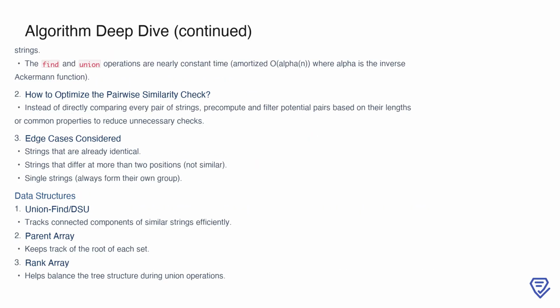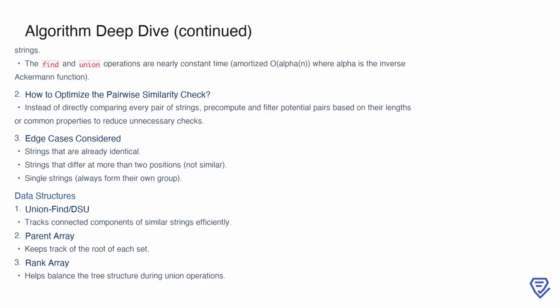The union find algorithm is especially efficient for problems like this one, thanks to the nearly constant time complexity of its find and union operations, which are O(α(n)), where α is the inverse Ackermann function. To further optimize the solution, we can reduce the number of pairwise similarity checks by pre-computing and filtering potential pairs based on properties like string length or other common features. This helps avoid unnecessary computations.